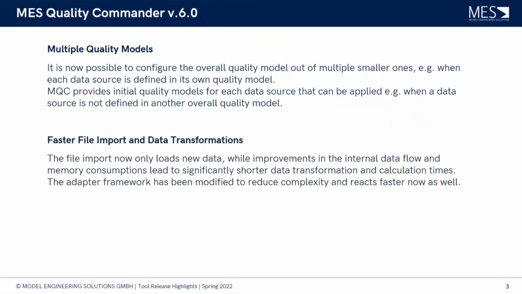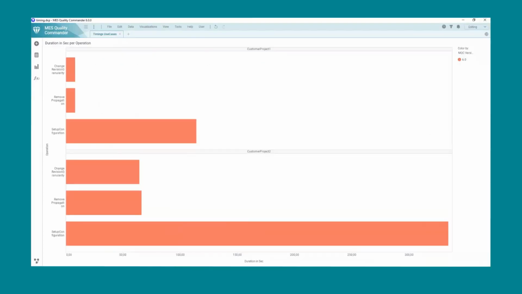Yeah, with 6.0, we have a really fast file import. That's one thing. And additionally, we also have a quite fast internal handling of the data. That means everything that is done by MQC, structuring of data, homogenizing data, normalization, meaning quality calculation. All these internal things are really fast.